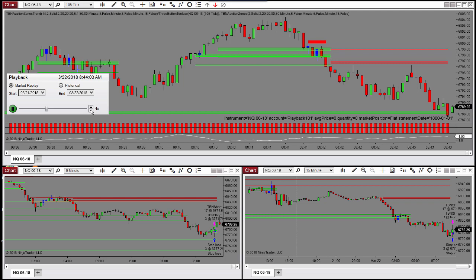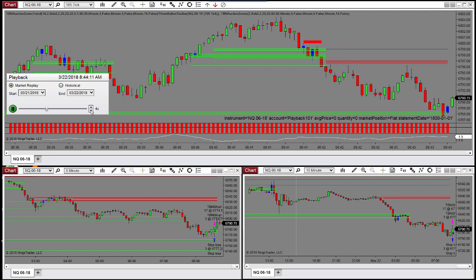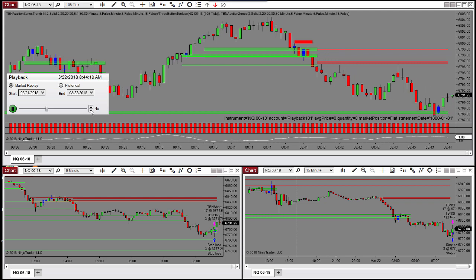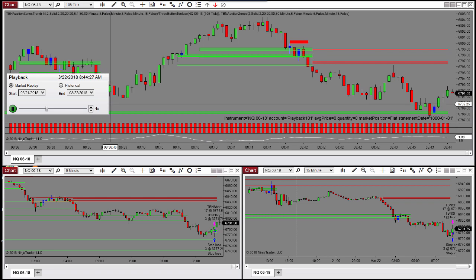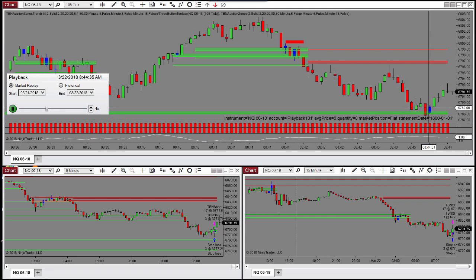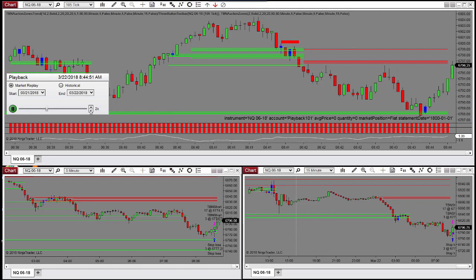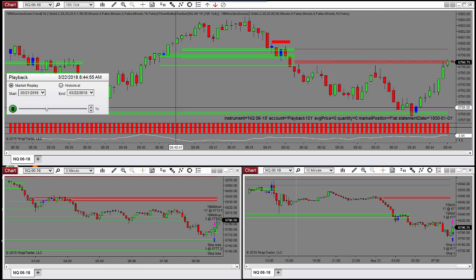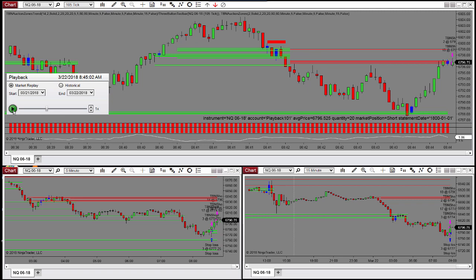This thing may take off without me here. So you can see how it's only taking shorts because I have the down arrow checked. So there's a blue bar and a green zone, and there was no trade. All right, here we go. Let's see if we get a blue bar. Okay, there we go.